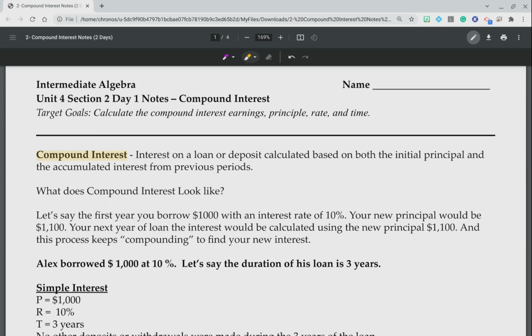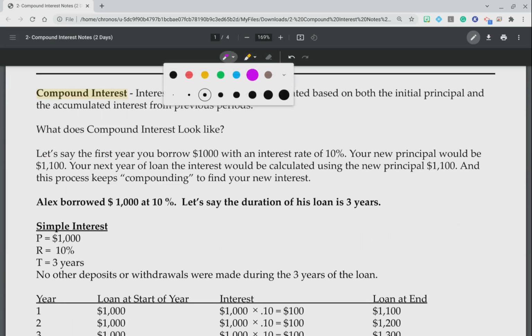Okay, so what does compound interest look like? Let's say you borrowed $1,000 and your interest rate was 10%. Your new principal would be $1,100. In the next year of your loan, the interest would be calculated using the new principal. I know that's confusing, but let's look at how this is different from simple interest.